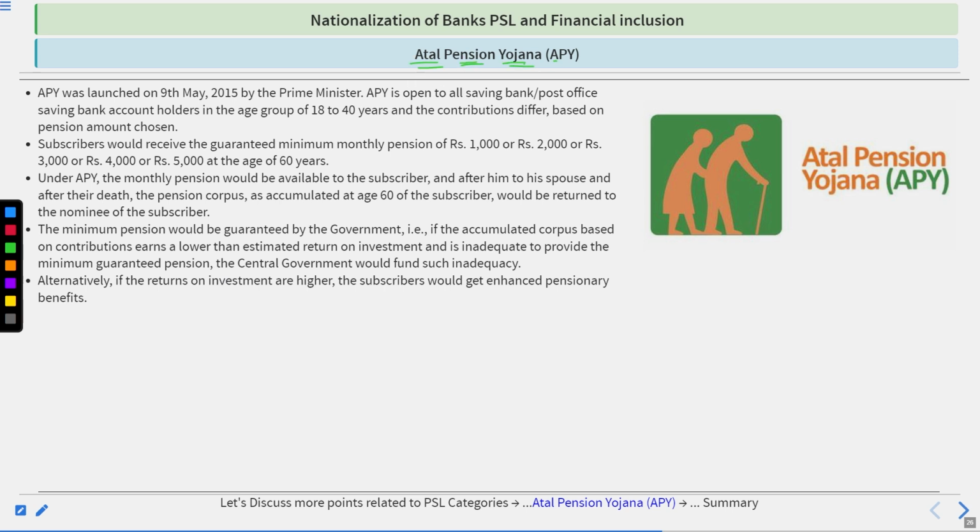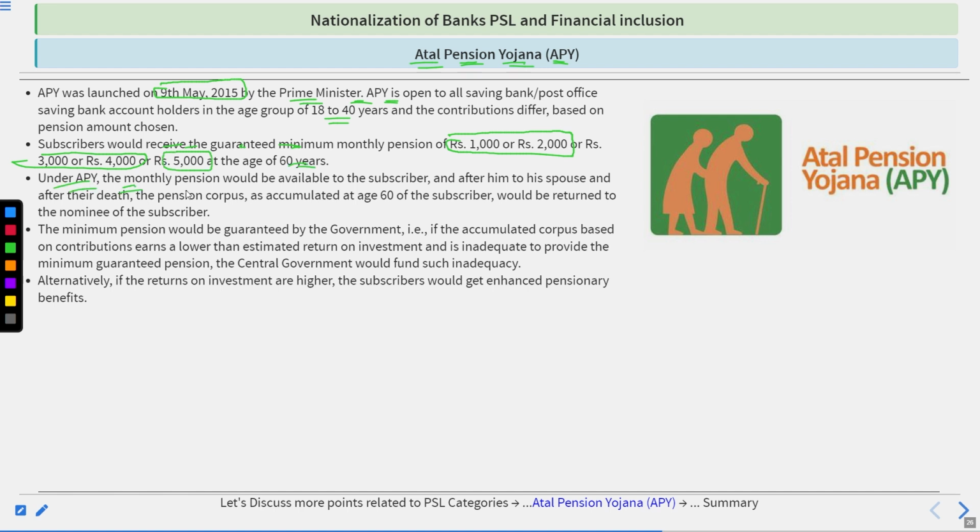Thereafter, Atal Pension Yojana, APY, launched on 9th May 2015 by the Prime Minister. APY is open to all savings bank and post office savings account holders in the age group of 18 to 40 years, and the contributions differ based on the pension amount chosen. Subscribers will receive the guaranteed minimum monthly pension of rupees 1,000, 2,000, 3,000, 4,000 or 5,000 at the age of 60 years.